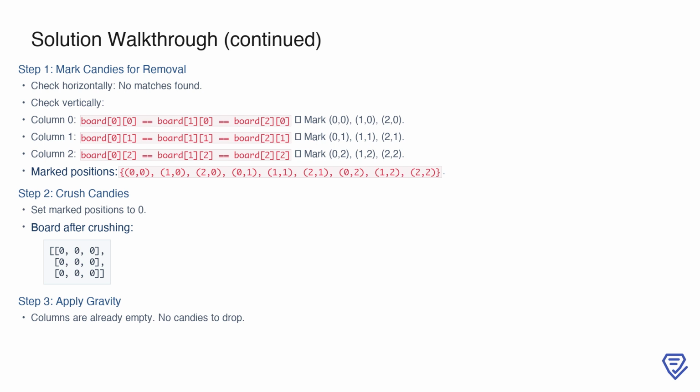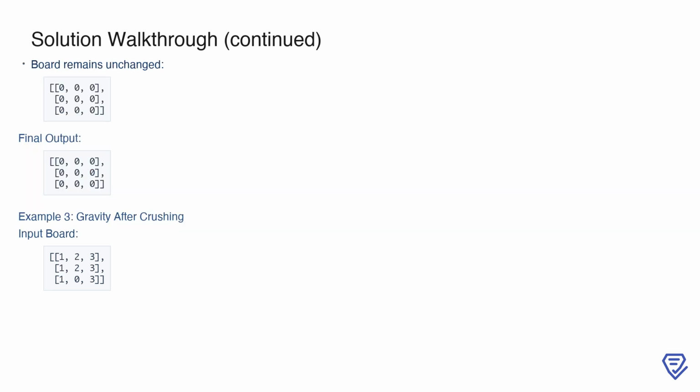Combining all marked positions, we have the set (0,0), (1,0), (2,0), (0,1), (1,1), (2,1), (0,2), (1,2), (2,2). Next, we crush the candies at all marked positions by setting them to 0. The board is now entirely cleared, containing only zeros. Gravity is then applied, but again, since every column is already empty, no further changes occur. With no candies left to drop, the board remains unchanged after applying gravity. The final output for this example is a board filled entirely with zeros.